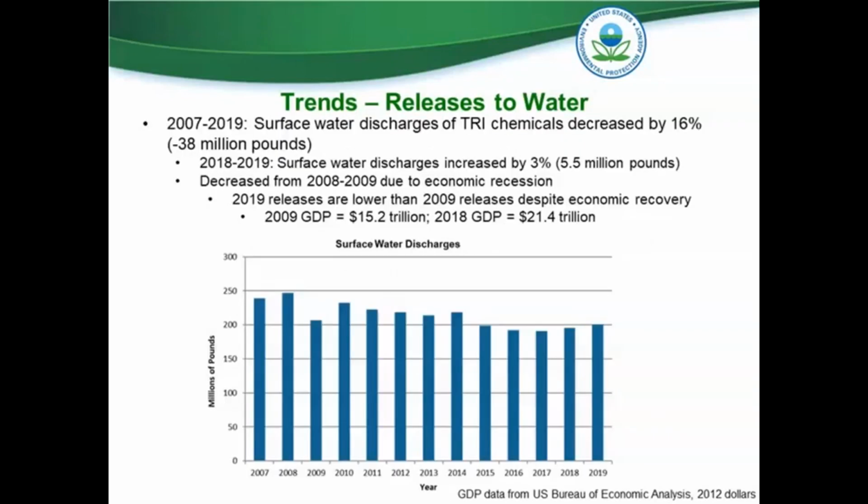Looking now at TRI releases to water, since 2007, surface water discharges of TRI chemicals have decreased by 16% or 38 million pounds, with some fluctuation year to year in between there. In the last year, surface water discharges increased by 3%, which is 5.5 million pounds. And similarly to the air trend, there was a large decrease from 2008 to 2009 because of the economic recession. But releases in 2019 were lower than in 2009 despite the recovery. And something I will show in the demonstration is that we also look at toxicity-weighted releases to water that show an even more steady downward trend when you factor in the toxicity of the chemicals being reported.